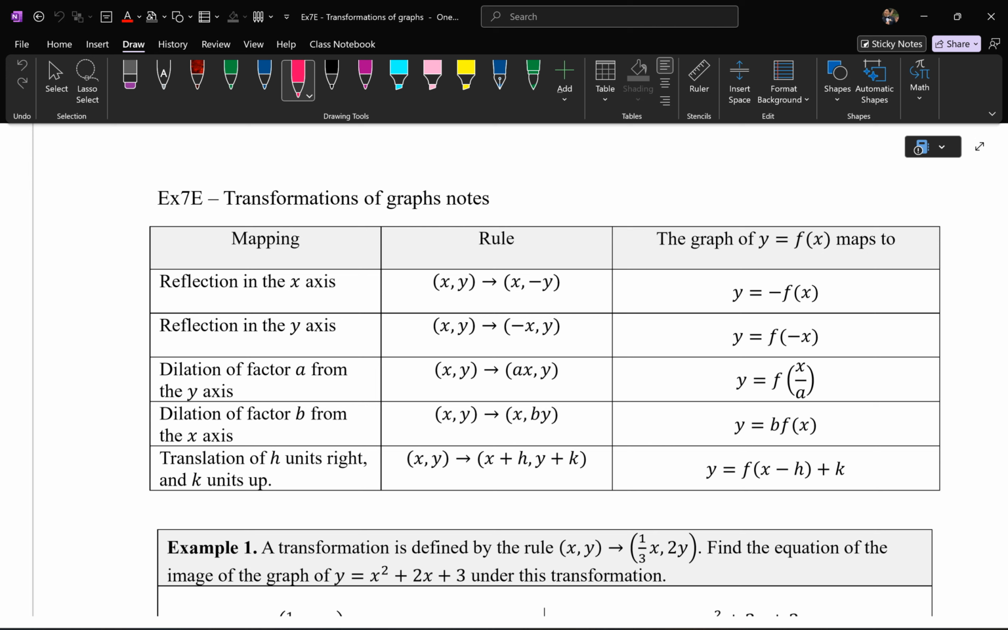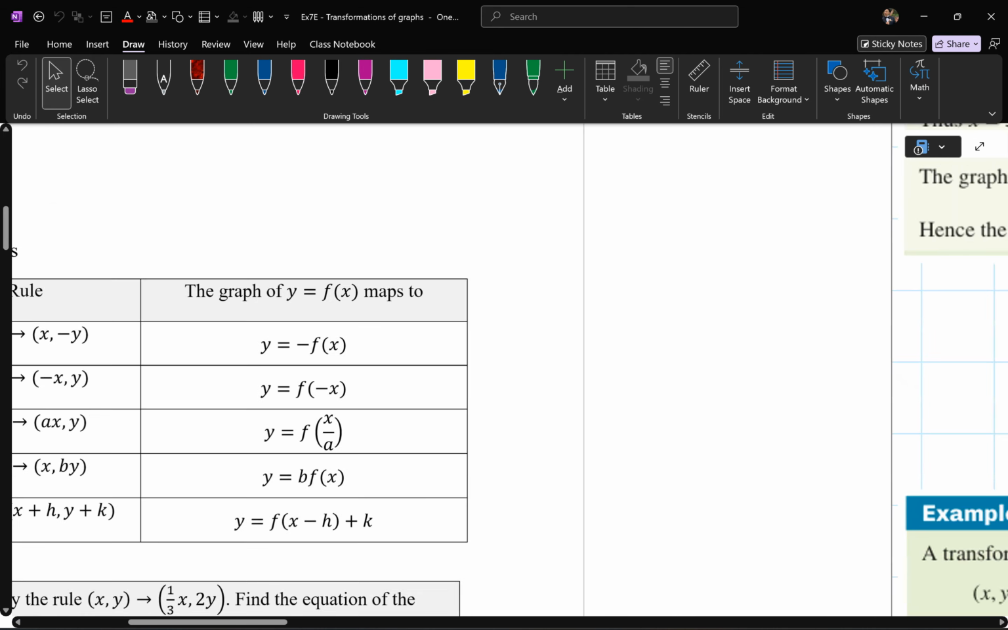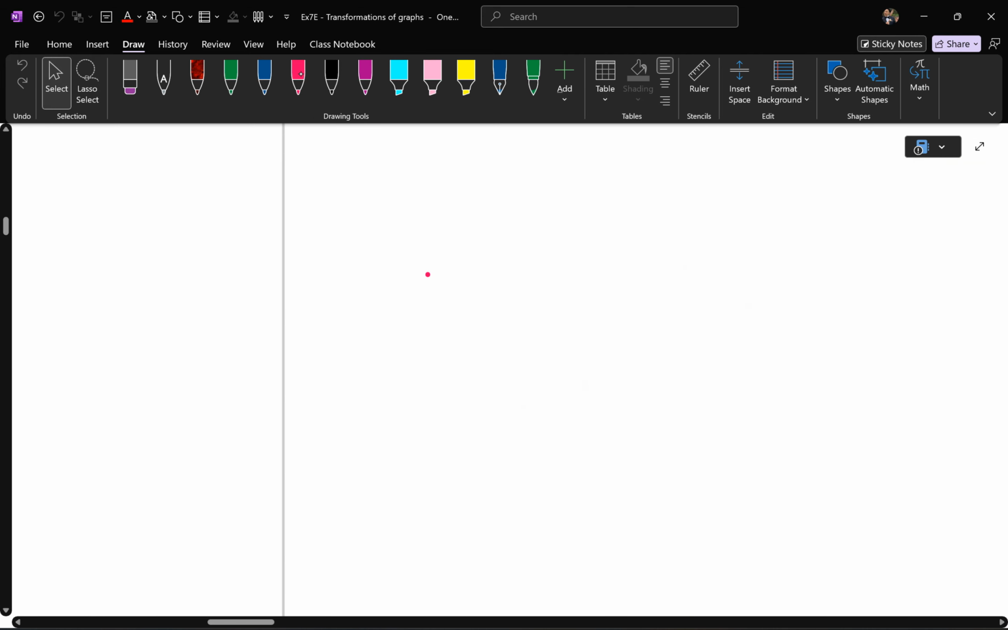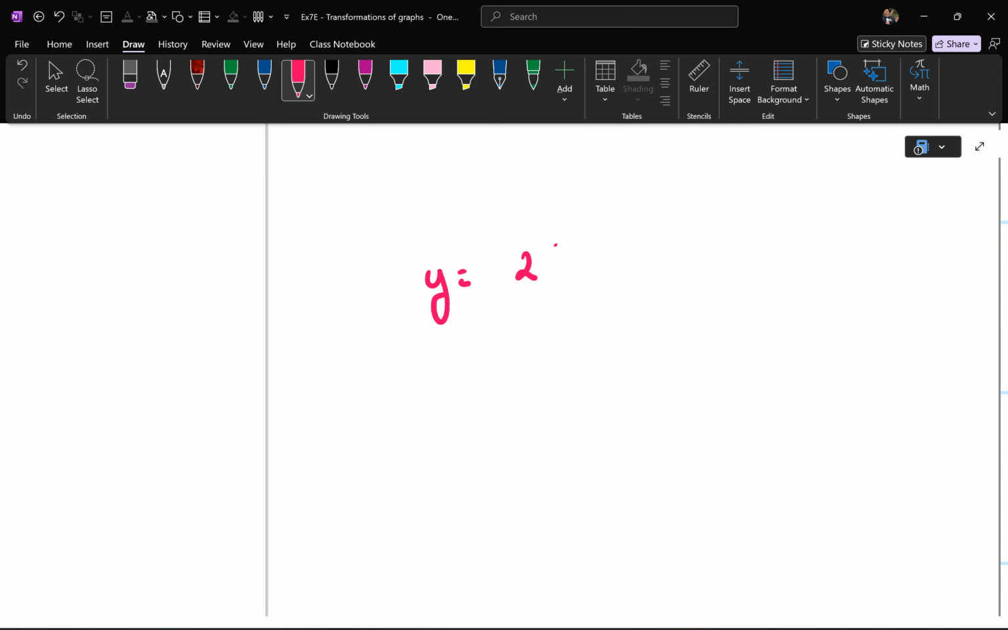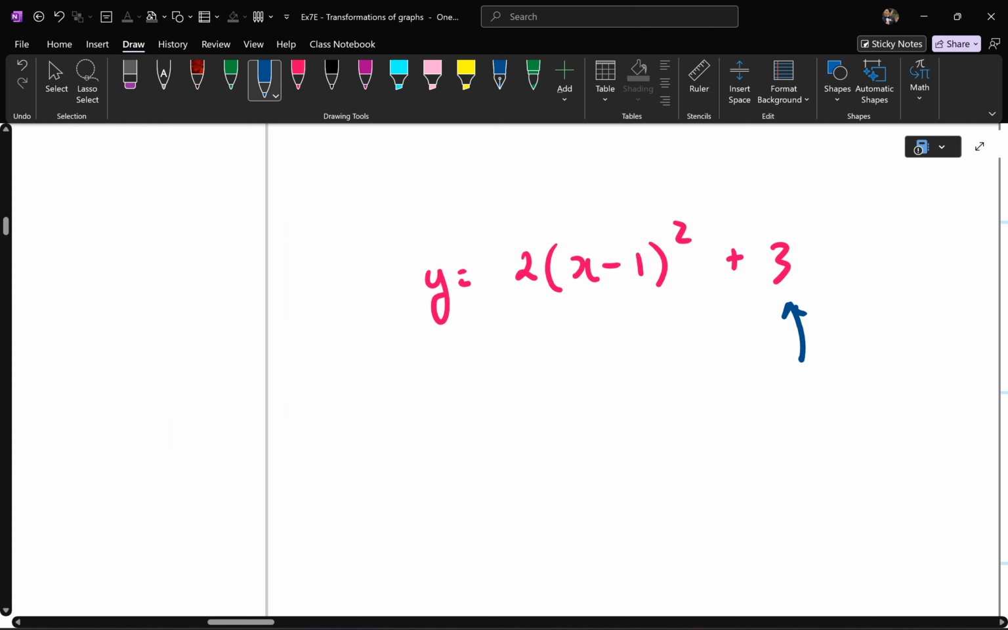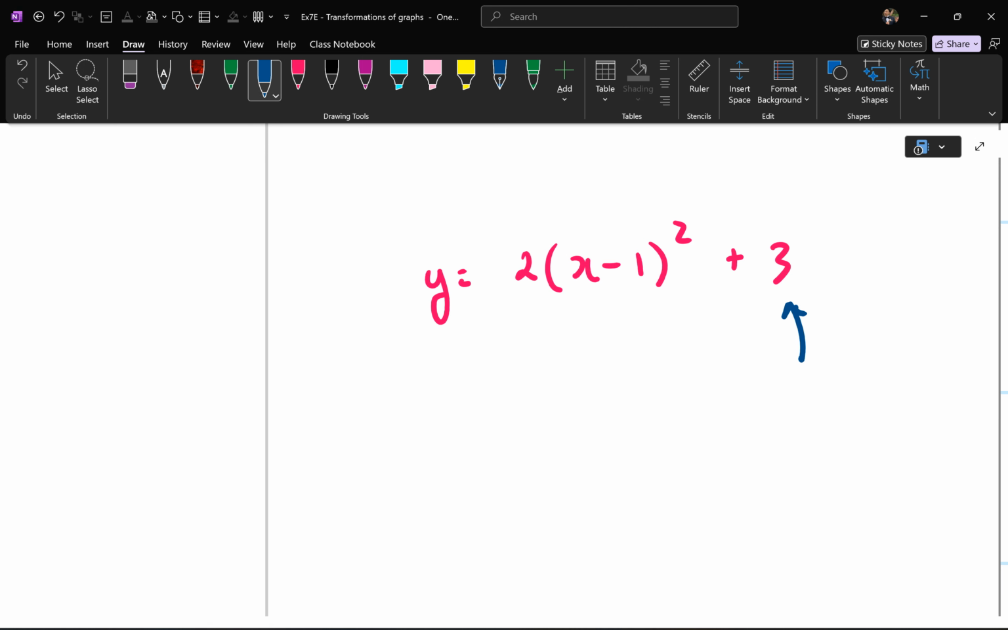The way I think of it is pretty much how I normally read transformations from a graph. For example, back in chapter 3 when you did turning point form, if I gave you, say, 2 bracket x minus 1 squared plus 3, if I asked you now, what does the plus 3 do, what would you tell me? Up by 3, right? So this is called determining the transformation by inspection.